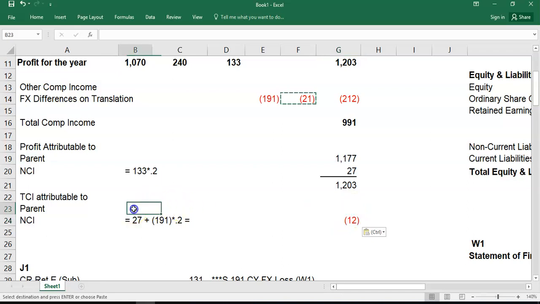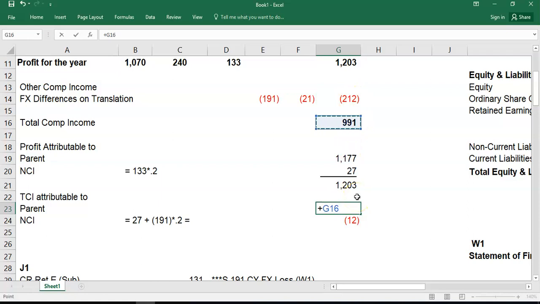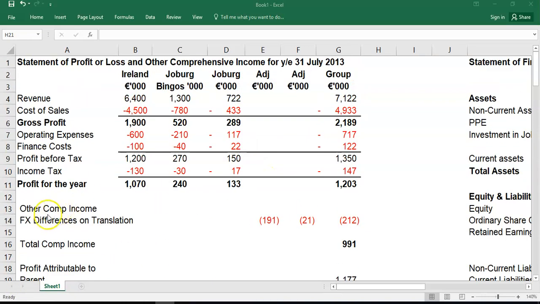You don't have to prove the parent. The parent is going to be the difference, 991 minus 12, which is 1003. And there's your 991 overall. So make sure you understand where they're coming from. You have to be able to prove what the NCI is. The parent is whatever's left. So that's your key statement of profit and loss and other comprehensive income.